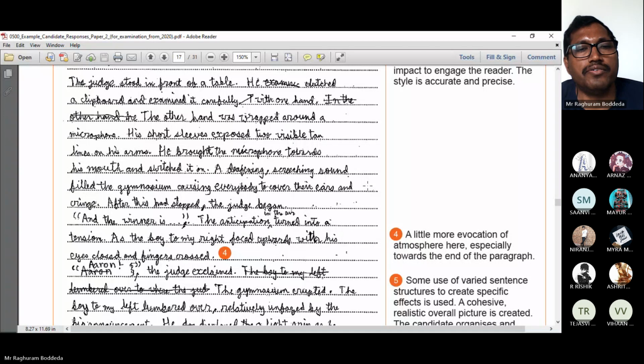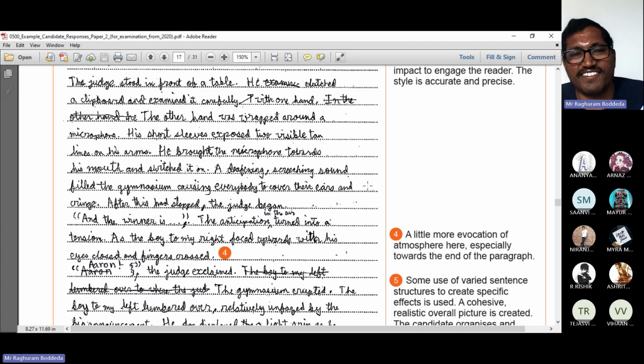A deafening screeching sound filled the gymnasium, causing everybody to cover their ears and cringe. After this had stopped, the judge began, "And the winner is..." The anticipation in their heads, in the air, turned into attention, as the boy to my right faced upwards with his eyes closed and fingers crossed.